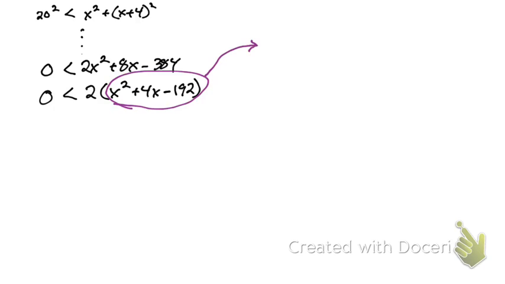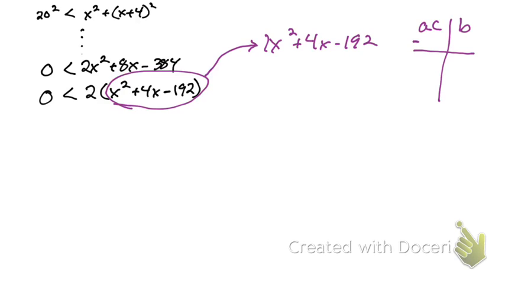Let's factor it right over here. So I have x squared plus 4x minus 192. When I factor, I do the a times c, b column. Well, my a times c is whatever number's in front of my x squared, that's my a term, and this is my c term. Well, we have a 1 out front here. 1 times negative 192 is negative 192, and b is 4.